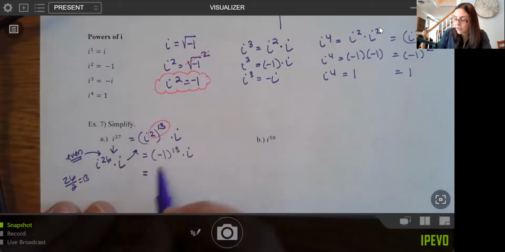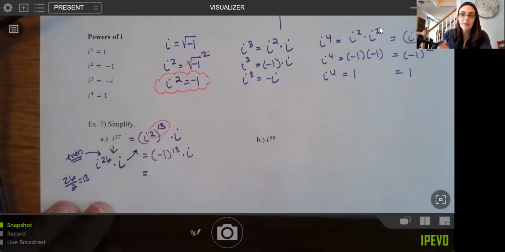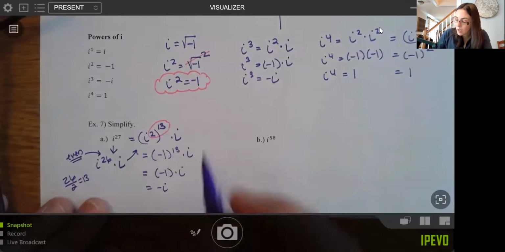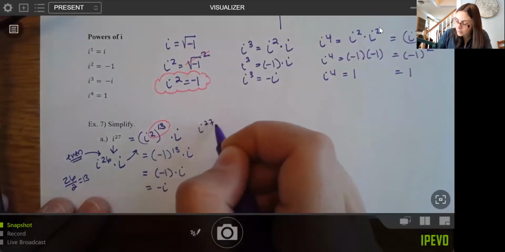And what do you guys think? If I have -1 multiplied 13 times, it's going to end up being positive or negative. Well, it'll be negative, right? Because all my negatives cancel in pairs of 2. So if I have 13 of them, I'm going to have a negative left over. So this is -1 times i, or -i. So i to the 27 is going to be -i.